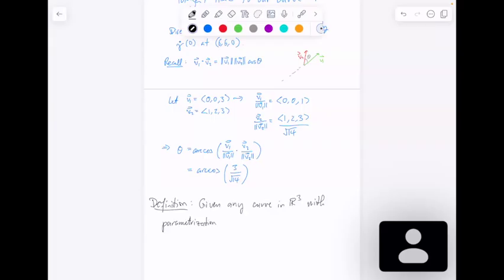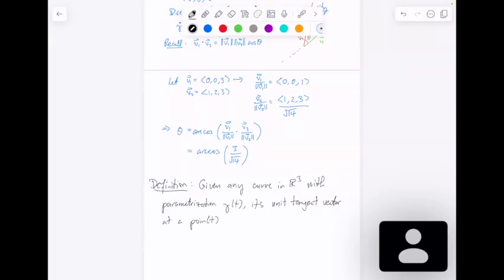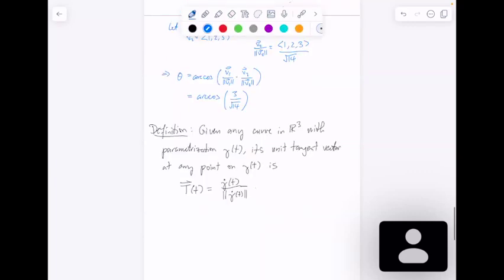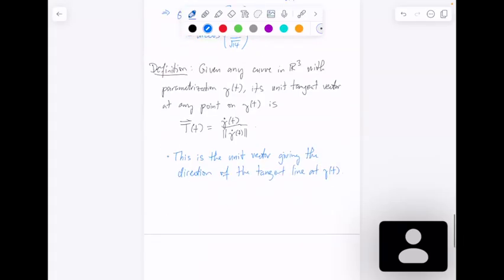Given any curve in R3 with parametrization gamma of t, its unit tangent at any point on your curve is this vector here. It's also notated with boldface T. And it's just your velocity vector divided by its magnitude. And what does this give? Well, from above, we know that this is a unit vector giving the direction of the tangent line at gamma of t. Now, visually speaking, what could we say about the uniqueness of this?